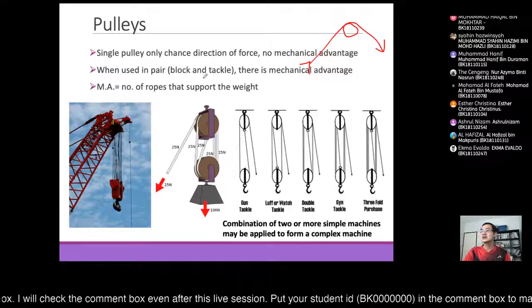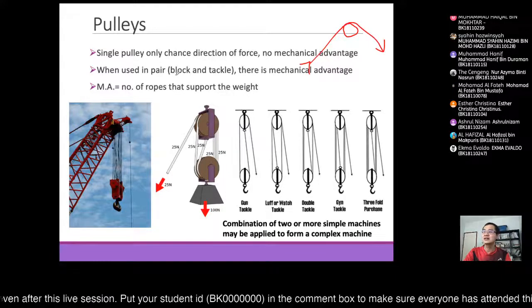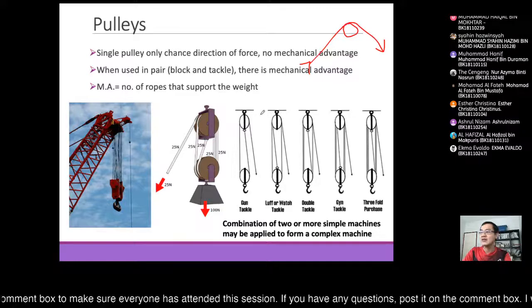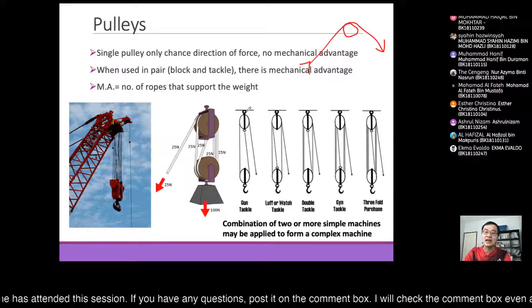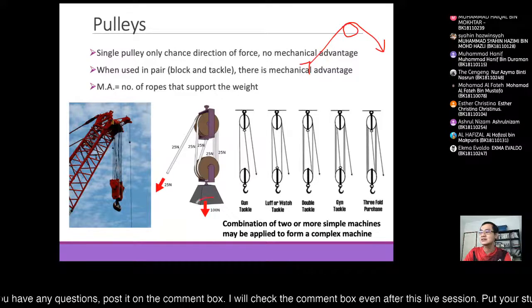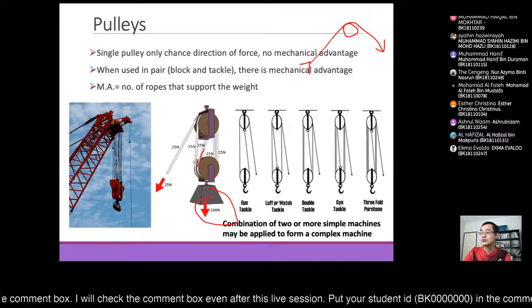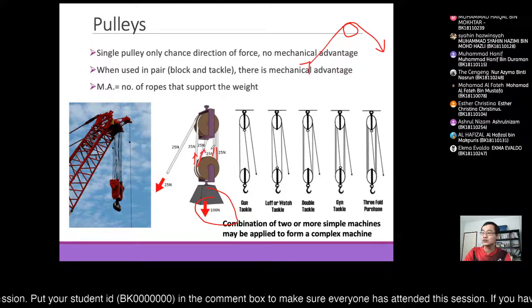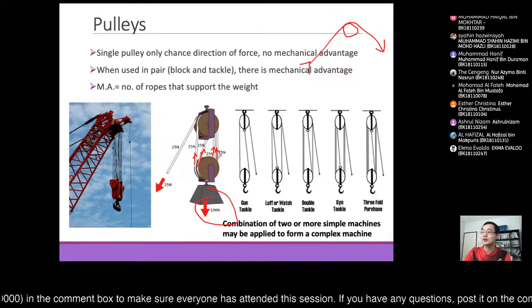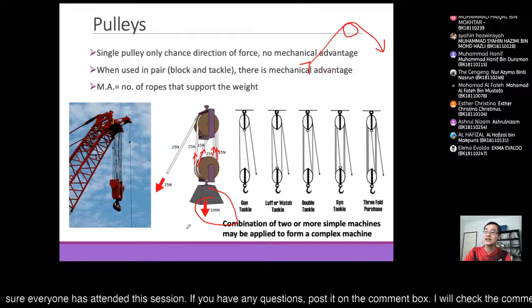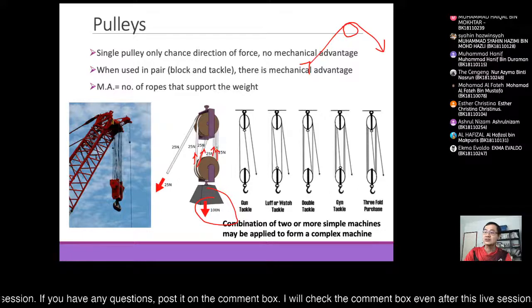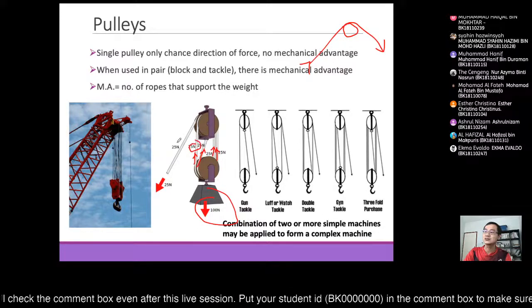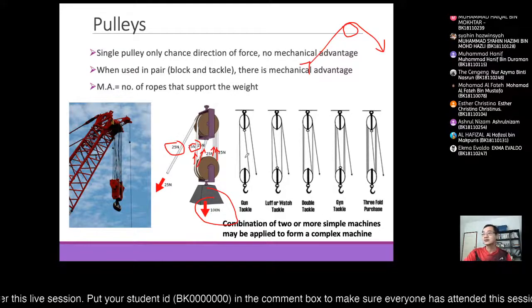but it doesn't have any mechanical advantage. But if we apply them in pairs, the blocks and tackles, like this, a pair, then yes, we will gain the mechanical advantage. And the mechanical advantage depends on the number of ropes that support the weight. Let's say this is 100 newton, we have 1 rope, 2 rope, 3 rope and 4 rope. All these four parts will support this 100 newton, so we gain the mechanical advantage. Since this is a single rope, this 25 newton should be what you need to provide.